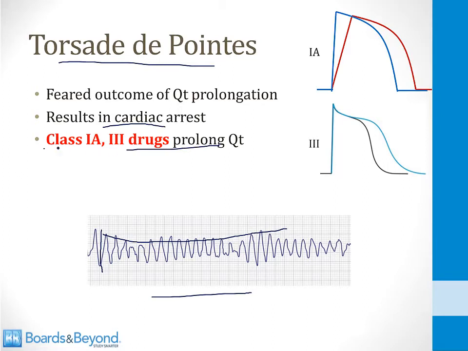So can the Class 1A drugs. Remember that when we discussed those drugs, they not only shift phase 0 of the action potential, they also lengthen the action potential duration by blocking some potassium channels, and therefore they can prolong the QT interval.